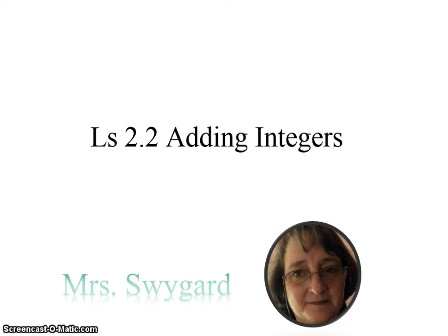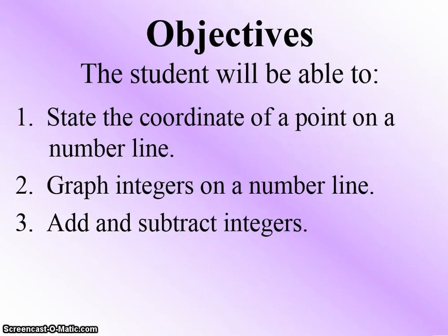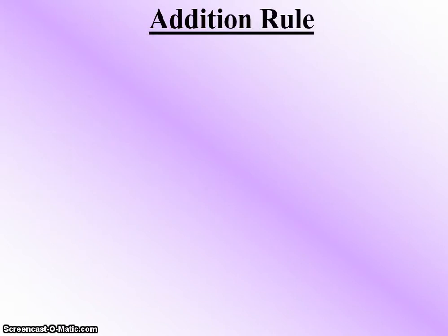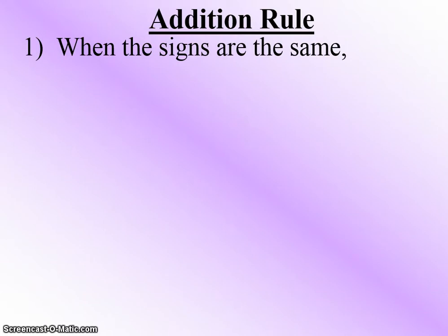Okay, this is lesson 2.2. Now our goals are to state the coordinates of a point on a number line and to graph integers on a number line and add and subtract integers. Now you need to understand the rules first.